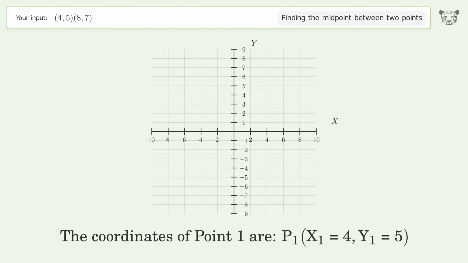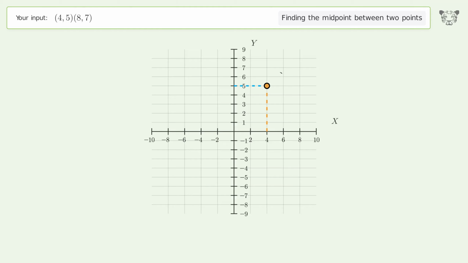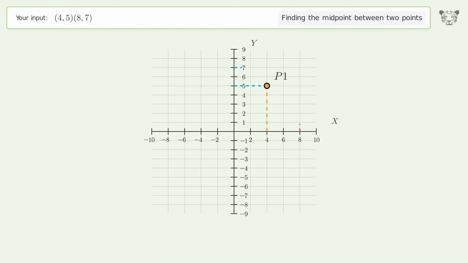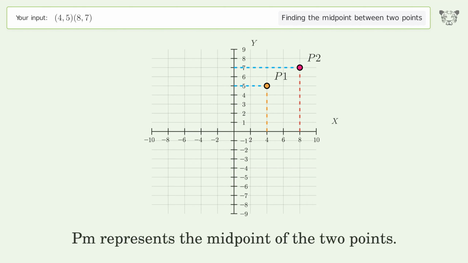The coordinates of point 1 are, x1 equals 4, y1 equals 5. The coordinates of point 2 are, x2 equals 8, y2 equals 7. PM represents the midpoint of the 2 points.